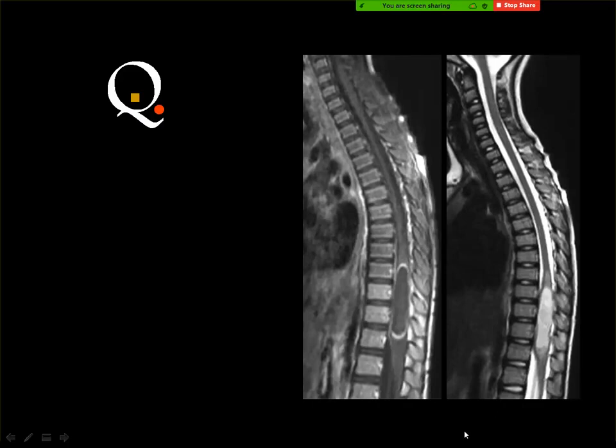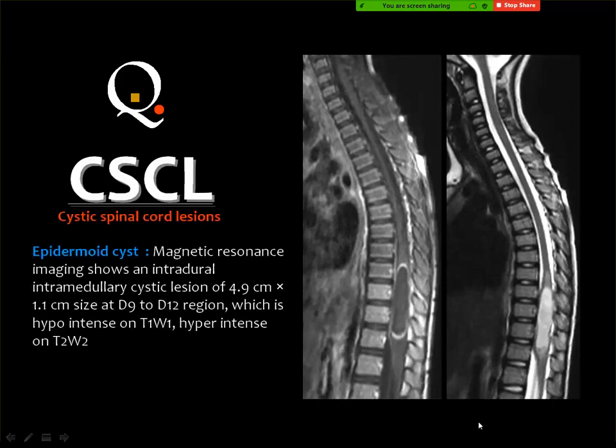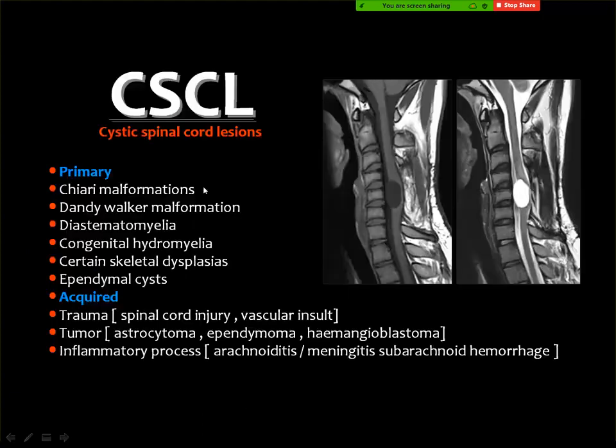Next case. Ependymoma. Now, this is a cystic lesion which is not enhancing. This is not enhancement. Okay, and this is a cystic lesion inside the spinal cord, and I will give you the differential diagnosis of cystic lesions inside the spinal cord.